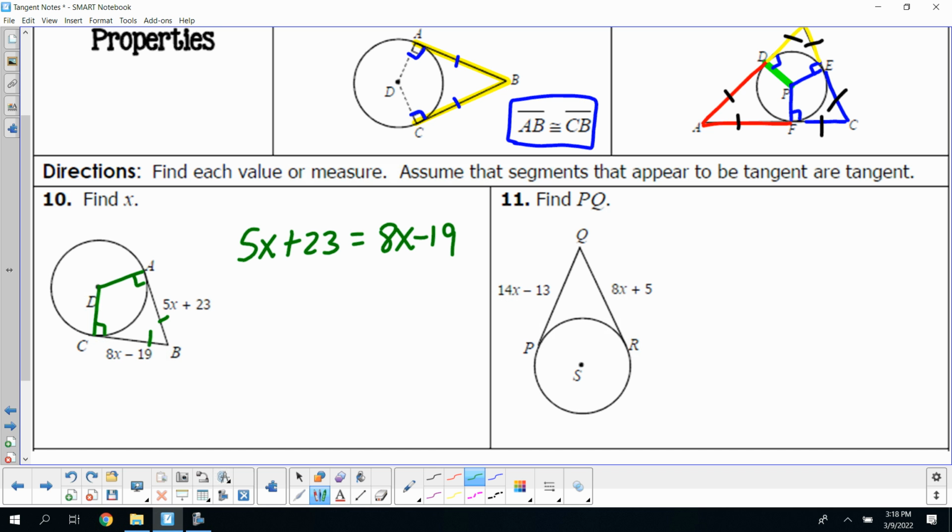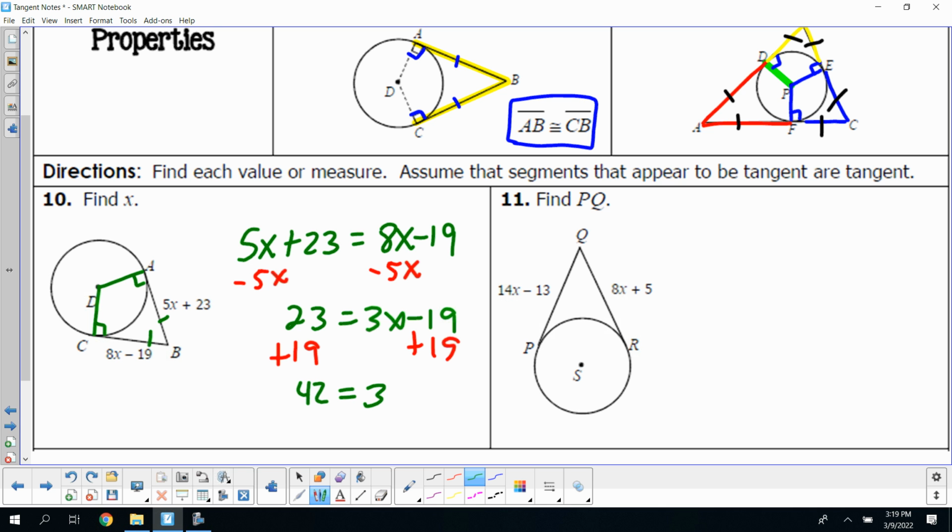And we can solve. Subtract 5x from both sides. We get 23 equals 3x minus 19. Add 19 to both sides, and we get 42 equals 3x. Divide by 3, and we get x equals 14. Here's my solution: x equals 14. Okay, I'm going to have you guys try number 11 and answer an Ed puzzle.